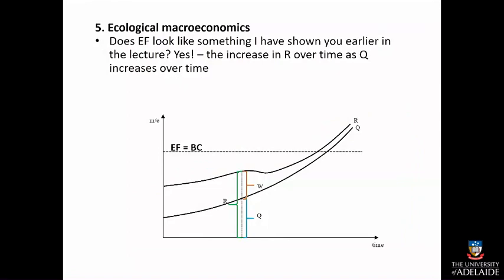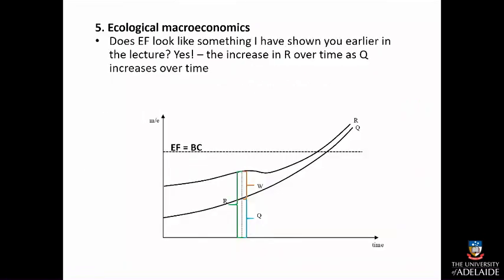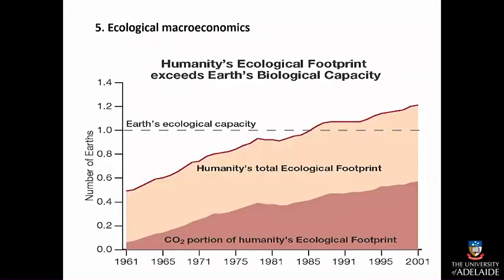Ecological macroeconomics. Does the ecological footprint, just think of that diagram, in fact I've just given it away, look like any of the diagrams I looked at earlier? Yes, it does. If you go back to the one where I showed that absolute decoupling is impossible, if Q goes up, which might be gross world product, which it is, rising at around 2 to 3% per year, then R ought to be increasing, and it is. That would be equivalent to the ecological footprint of the planet. So we have evidence supporting the fact that the ecological footprint is rising and will continue to rise whilst gross world product continues to increase.